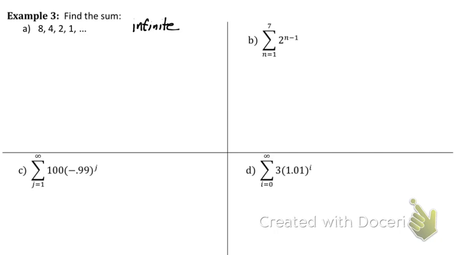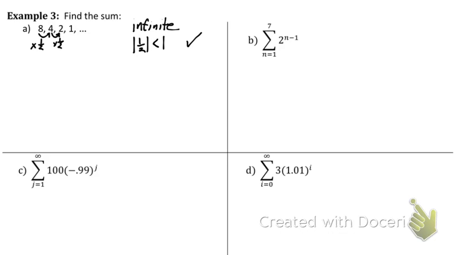It's infinite, so I need to find my r value. Well, my r value is 1/2 times 1/2 times 1/2. So if it's infinite, I need to check to make sure the absolute value is less than 1, which it is, so we're good to find the sum. We are good to find the sum because our r value is less than 1.